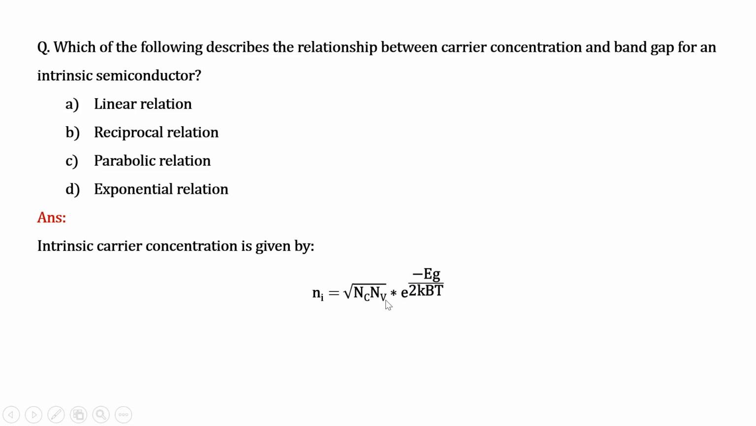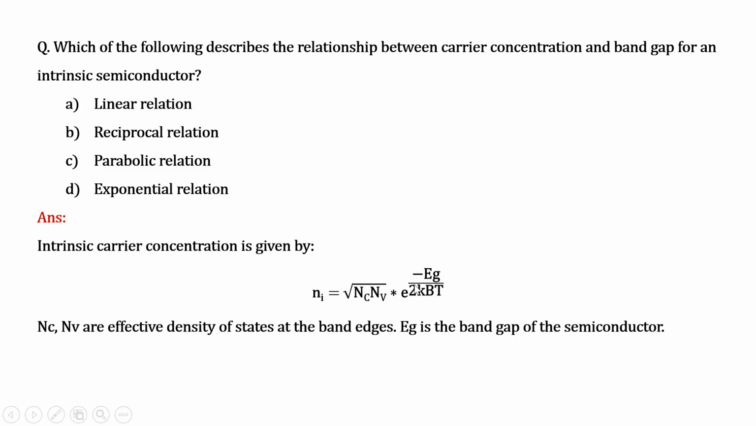So we know Nc and Nv are the density of states in the conduction band and valence band. Then we have e to the power of minus Eg, that is your band gap, over 2 times the Boltzmann constant times temperature. So if you consider everything else as constant, Ni will be proportional to e to the power of minus Eg. So they have an exponential relationship. Is that clear?